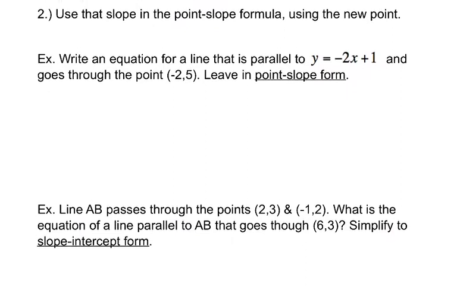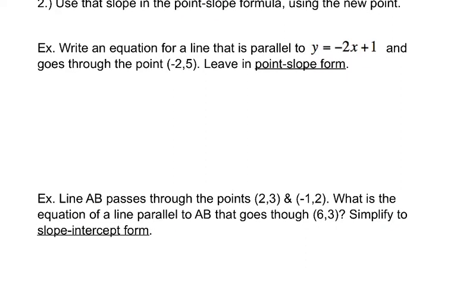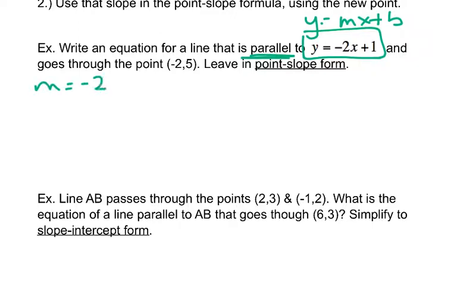So for example, write an equation for a line that is parallel to y equals negative 2x plus 1 and goes through the point negative 2, 5. So they're giving you this equation just so you can figure out the slope. We want to be parallel to it, so we want to have the same slope. And in our y equals mx plus b format, slope-intercept, our slope is m. So we know that our initial line has a slope of -2, and our parallel line, that's our symbol for parallel, our parallel slope is going to be the exact same thing.